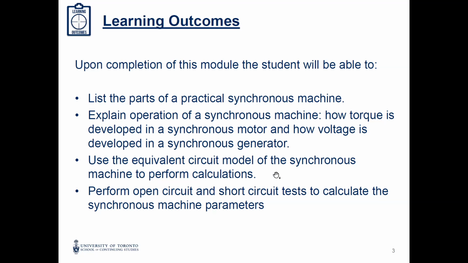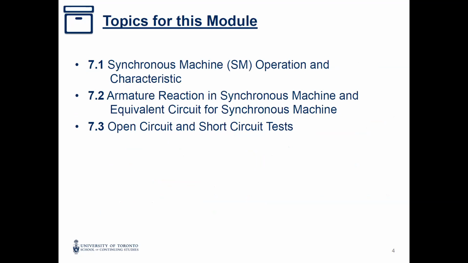In the next module, we are going to cover parallel operation of the synchronous machines and other interesting things. We have 3 main sections: operation and characteristic, then the armature reaction and equivalent circuit. The last section is the open circuit test and the short circuit test.